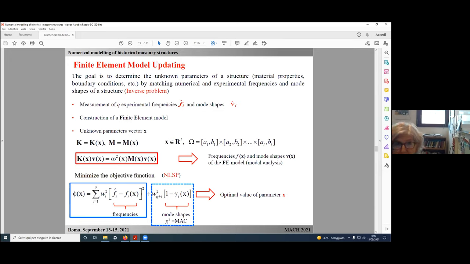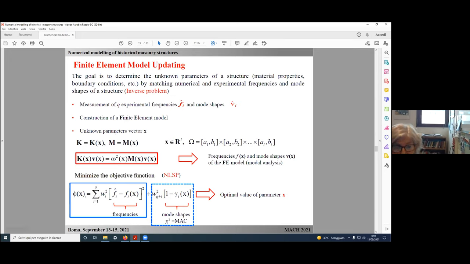It's an inverse problem in which we have experimental frequencies and modal shapes, which have been obtained via operational modal analysis. We build a finite element model. We assume that the stiffness matrix K and mass matrix M depend on a parameter vector x, which is unknown, and which belongs to this box here on the right. Then we solve this generalized eigenvalue problem, and we calculate the frequencies f(x) and modal shapes v(x), which of course depend on this unknown parameter x.